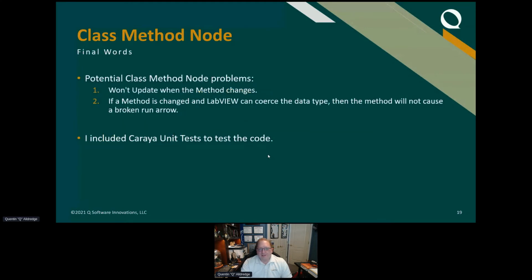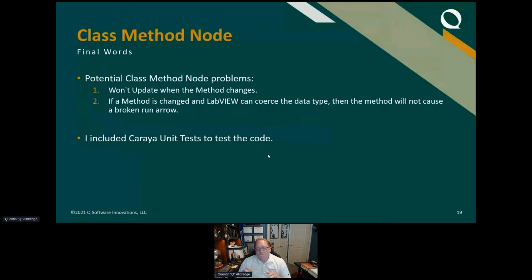Now, some caveats. There is a potential problem with this class method node. If you go edit the method under the hood, there's no feedback back to my code. If you edit the connector pane, and you didn't edit the connector pane, no big deal. But if you edit the connector pane of the method that it's calling, there's nothing to fire to tell the XNode to rescript because the connector pane has changed.